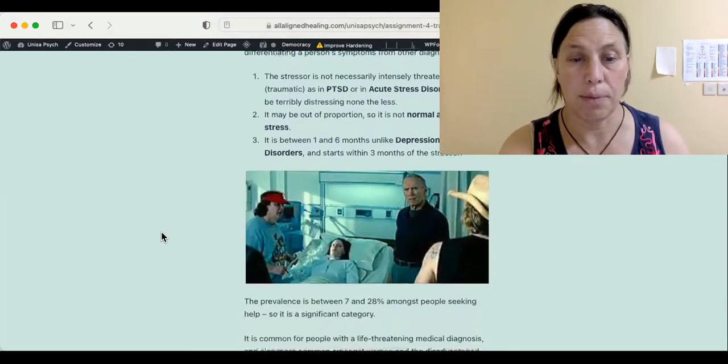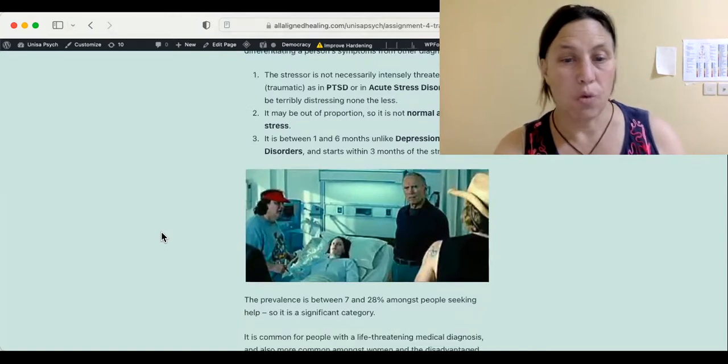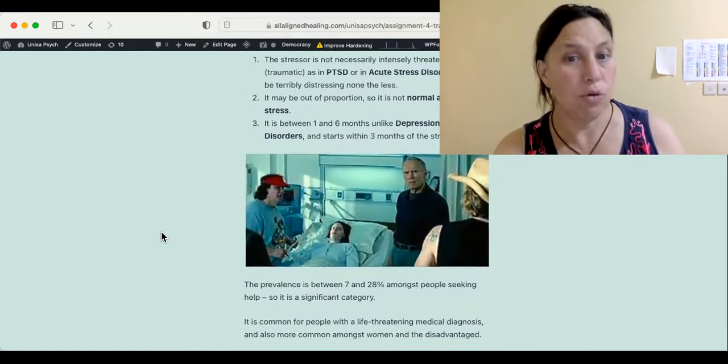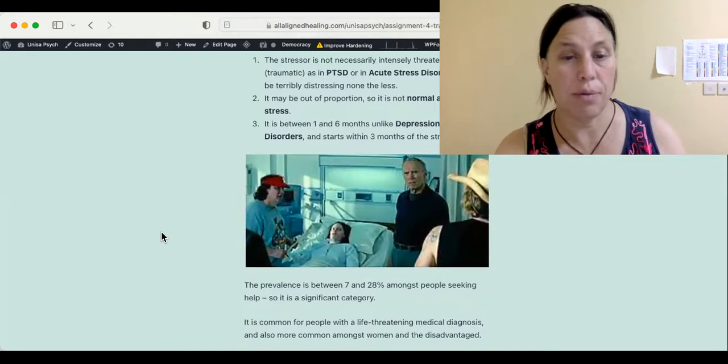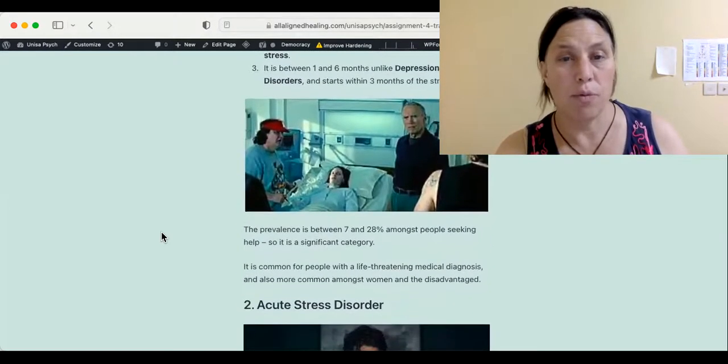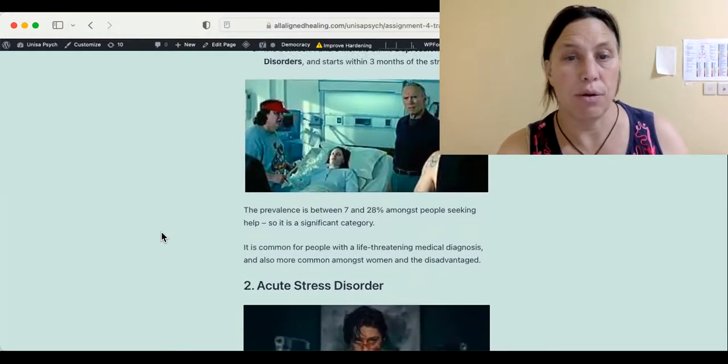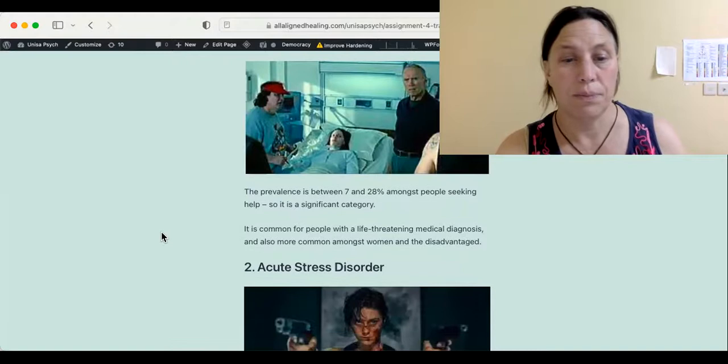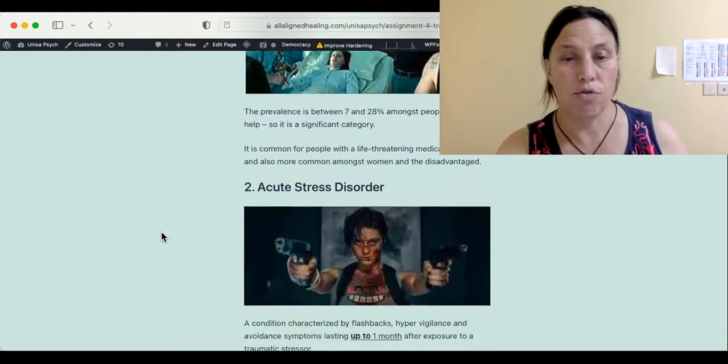to the stressor. The prevalence is quite high, up to a third, almost 30% of people seeking help. So it is significant, and it's quite common for people with a life-threatening medical diagnosis. It can be quite devastating and stressful for people. Also much more common amongst women and amongst the disadvantaged. Okay, then we have acute stress disorder.